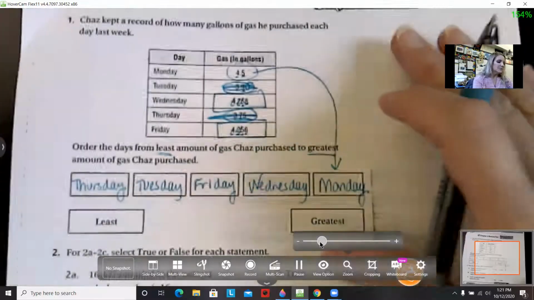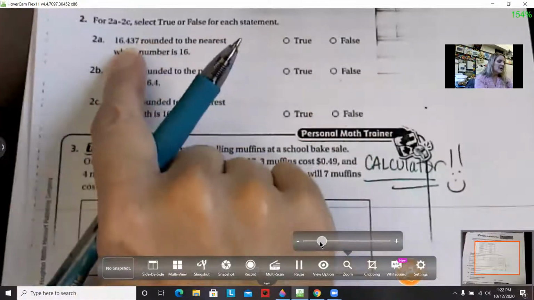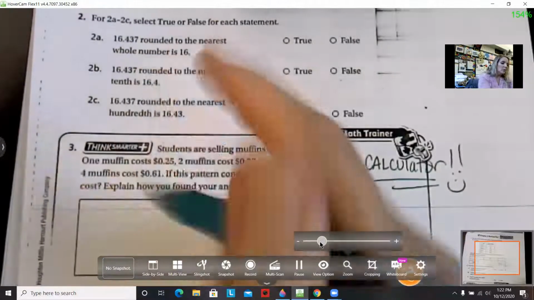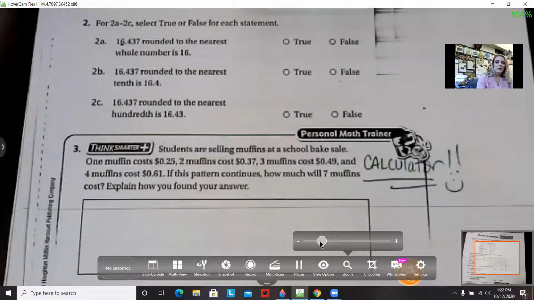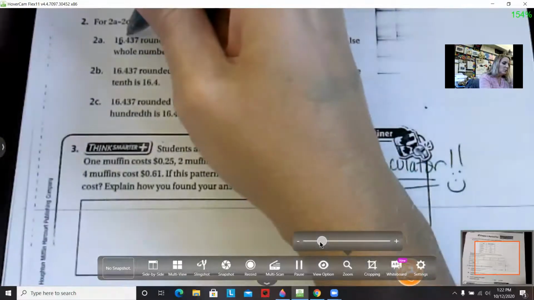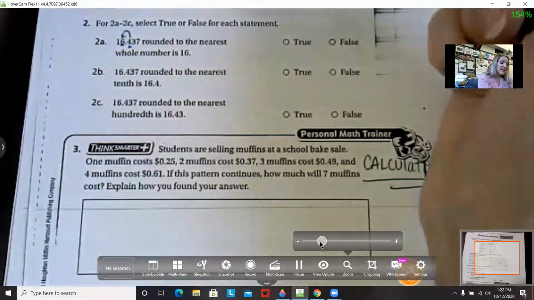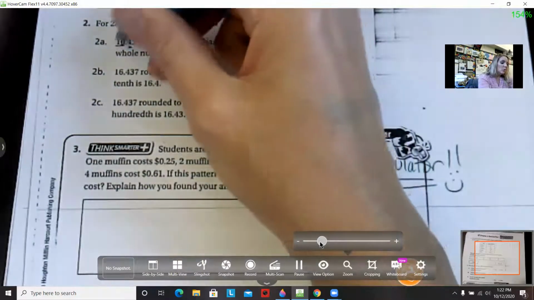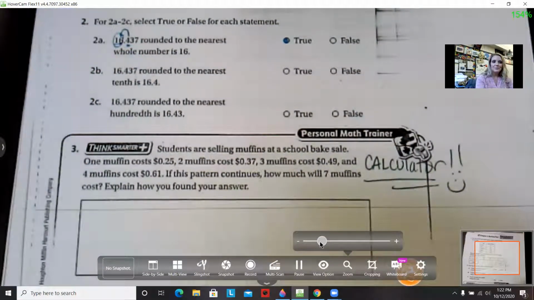Number 2, let me scooch this down here. Select true or false. We have 16 and 437 thousandths rounded to the nearest whole number. Remember, that's the ones place, is 16. Well, remember our little rule here. 5 and up, we raise it up. 0 through 4, it stays. So that's a 4. The 4 makes the 6 stay a 6. So that would be 16. So that is a true statement.